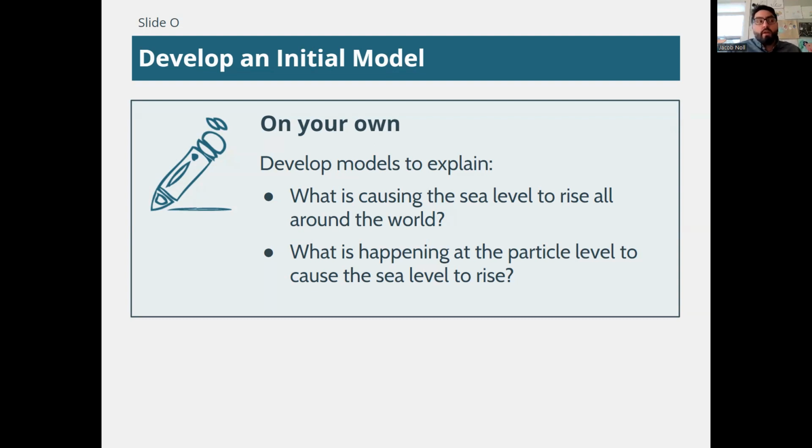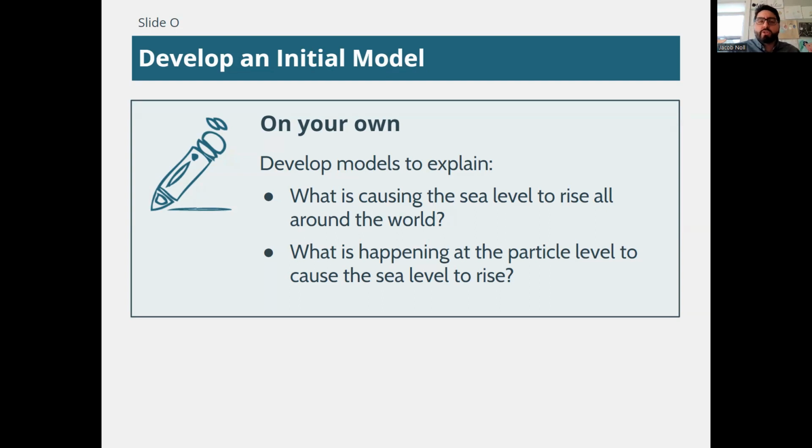In this model, when you receive the document, and I'll provide a link in case your teacher didn't provide one to you, what I'd like for you to do is to consider two questions. What is causing the sea level to rise all around the world?